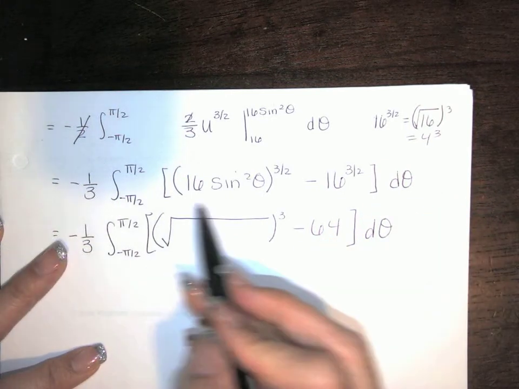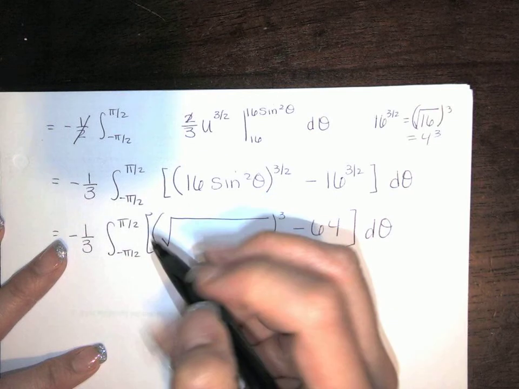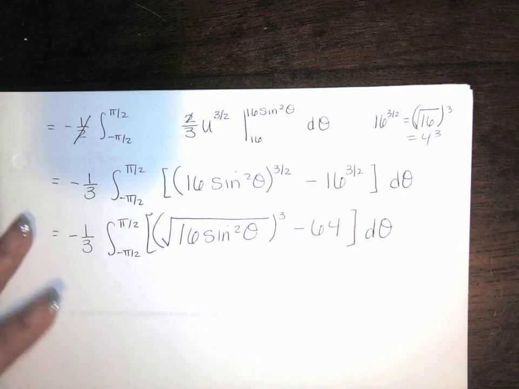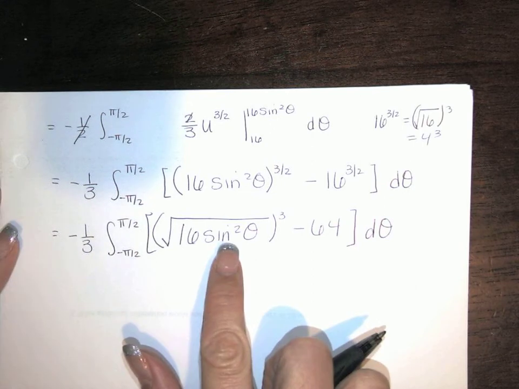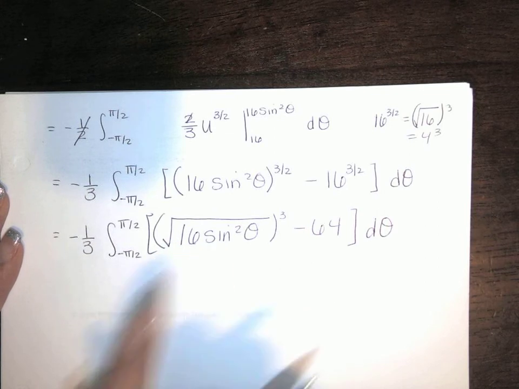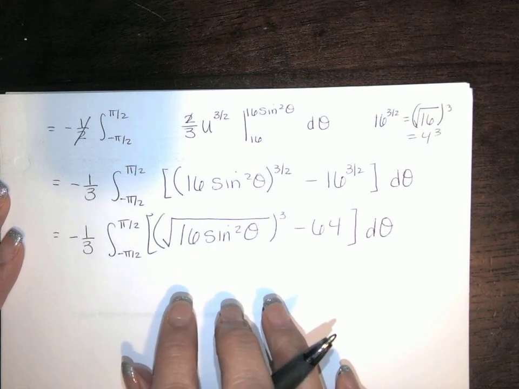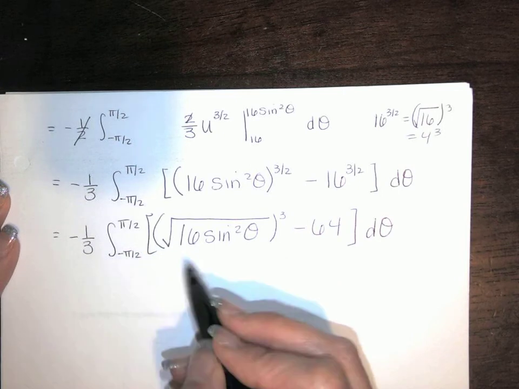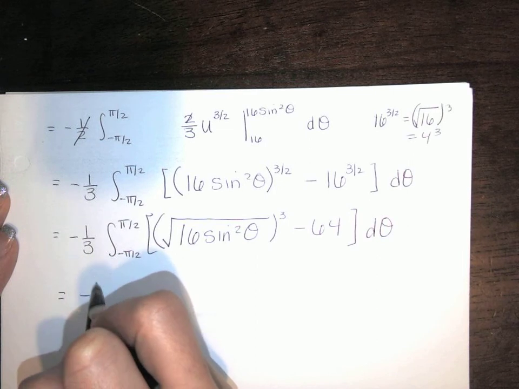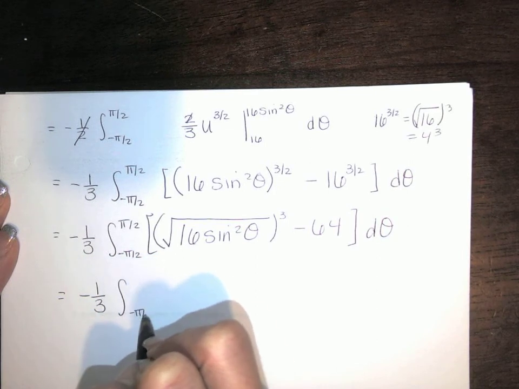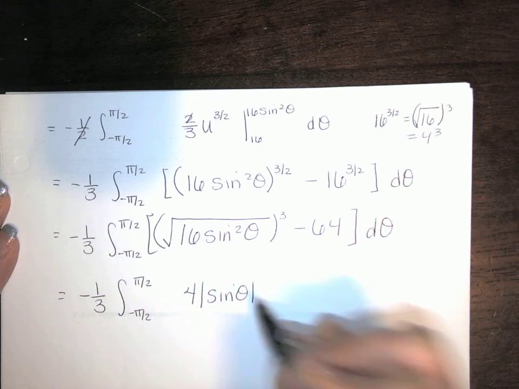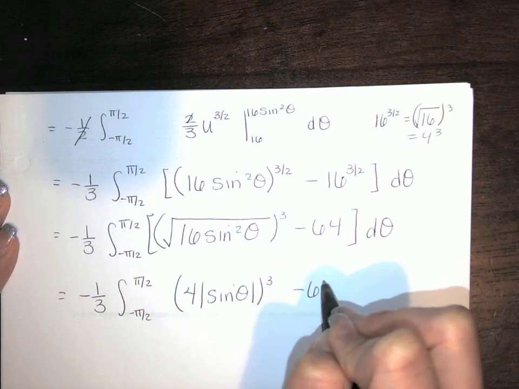Okay. Now over here, what we've got is the square root of 16 sine squared theta, but then we're cubing it. Now watch this. You have to be very careful about this, because this square root is only going to produce positive answers. I know, you might want to just say that that's 4 sine of theta, but it's not quite 4 sine of theta. Careful. Watch this. It's 4 times the absolute value of sine of theta, and then we're going to cube that.